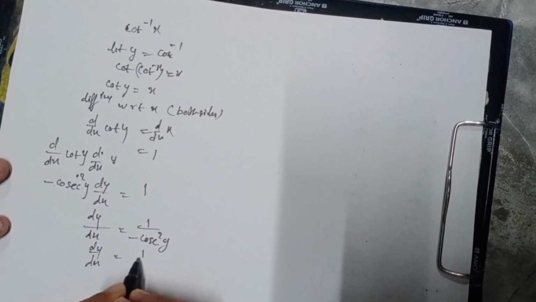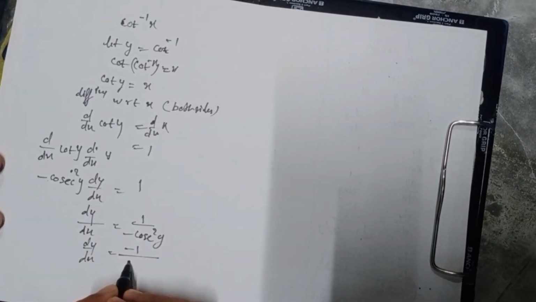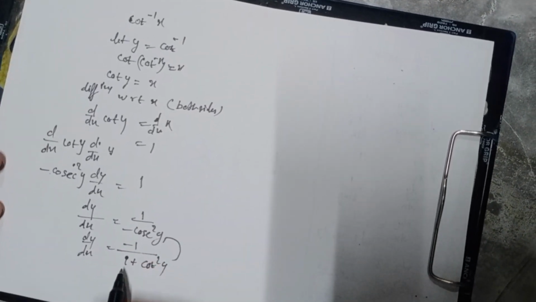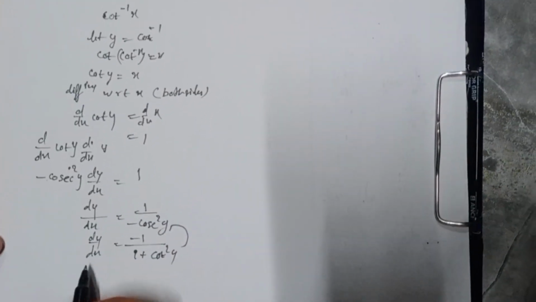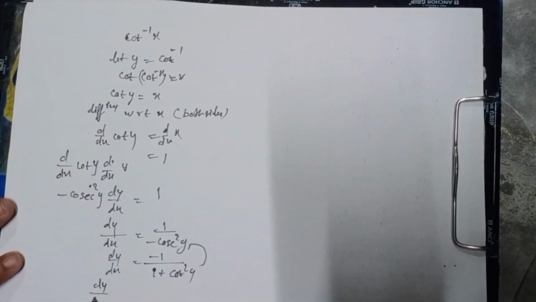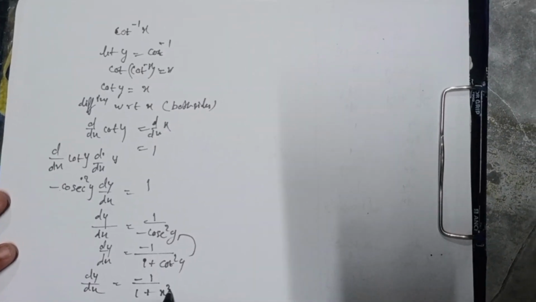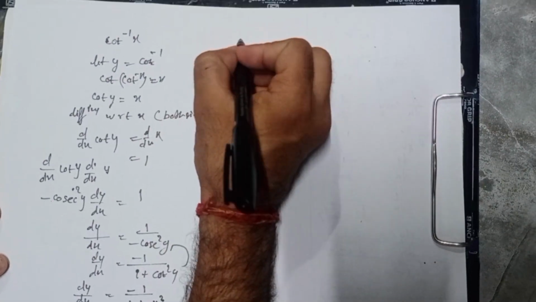Then dy by dx is equal to minus 1 upon cosec square y. Cosec square y is equal to 1 plus cot square y. This is the formula for cosec square y. This minus will move up. We can say that since cot y is equal to x, we can convert it into dy by dx is equal to minus 1 upon 1 plus x square. So this is the differentiation of cot inverse x.